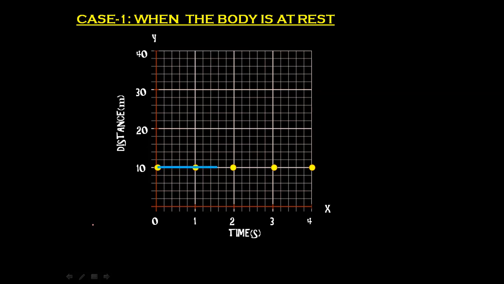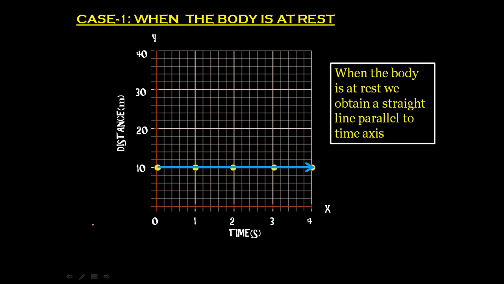So, the graph is a straight line. When the body is at rest, we obtain a straight line parallel to the time axis और x-axis के parallel हमें graph की line मिली है.